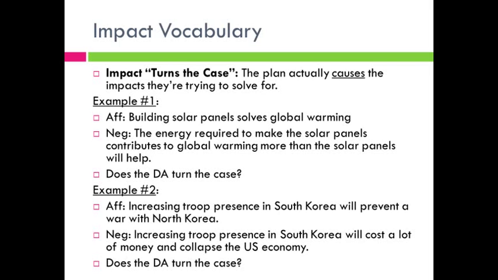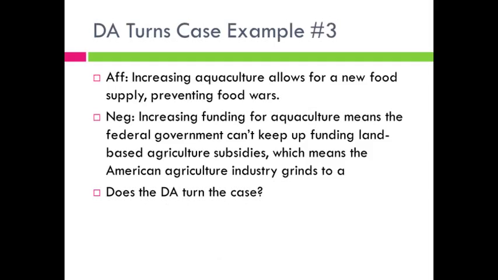So sometimes it's not clear cut whether something actually does or does not turn the case. But with a little persuasion, a little bit of explanation, you can explain why an impact that normally wouldn't turn the case actually does. It just requires a little bit more explanation. So here's a third example for Disad turns the case. The AF says increasing aquaculture allows for a new food supply, preventing food wars.